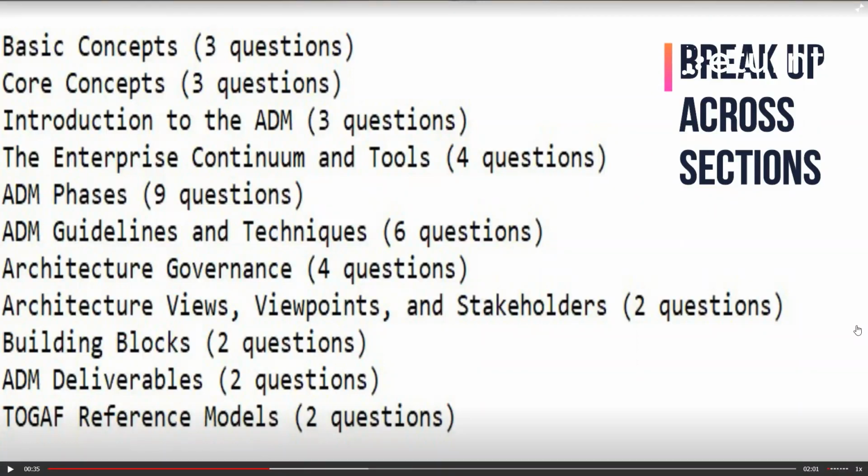Okay, it says 9 questions from ADM phases, and ADM guidelines and techniques, 6 of them. I think I've enabled access for you to this course as well, those two small courses. I have not seen this specific slide, but the same one I got from my 9.1 earlier. My question was, for instance, introduction to ADM has 3 questions, and in the new 9.2 also, that's how it is. There's no major change comparatively. The question distribution remains the same.